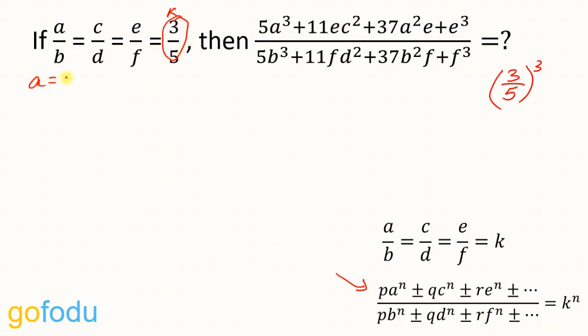So a will be equal to bk, c will be equal to dk, e will be equal to fk. Put these values in the numerator here. k cube will come out common and numerator and denominator will both get cancelled. So you will be left with k cube finally, and k cube is (3 upon 5) whole cube, which is our answer.